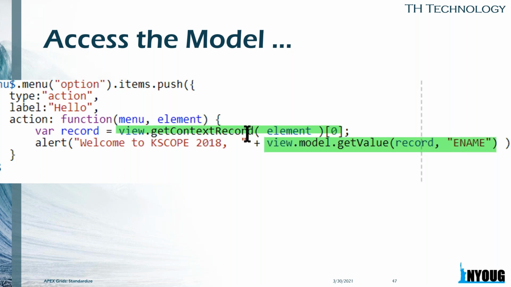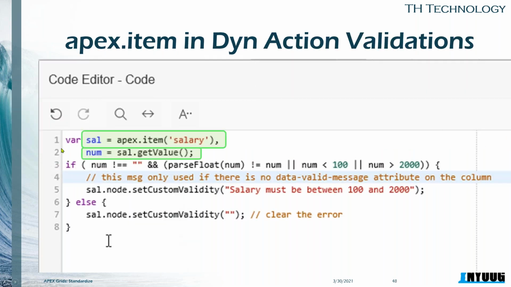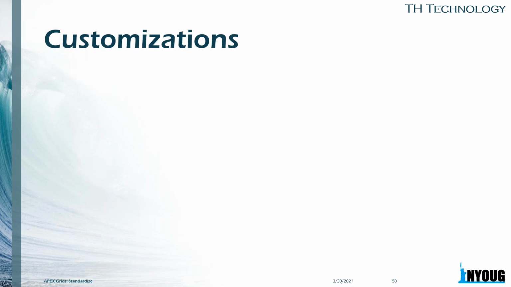Get the selected record, get the e-name, and then I can say welcome to so-and-so. Get selected records. These are all the ones that are checked. Loop through the records, and if you're a PL/SQL developer, you can read all this JavaScript. It does the same stuff. Apex.item salary, that gets me the salary item. If I want the value, I need the salary item dot get value. These are all documented APIs that you're going to have to become familiar with.